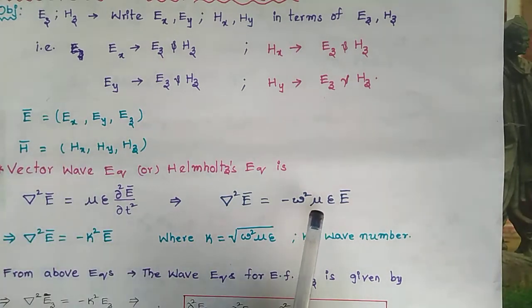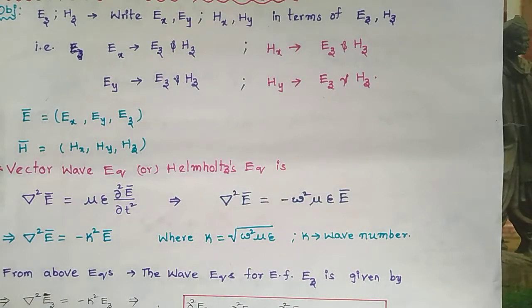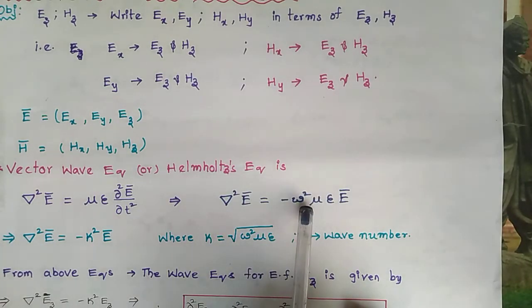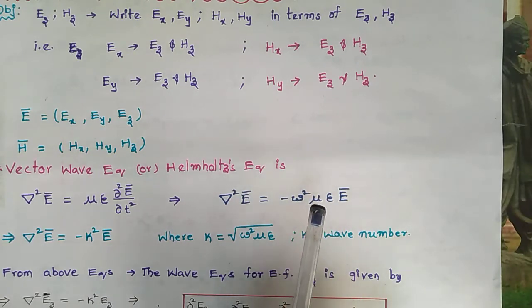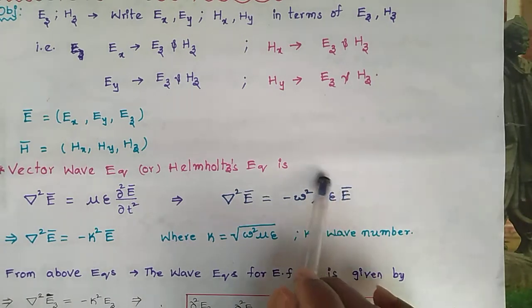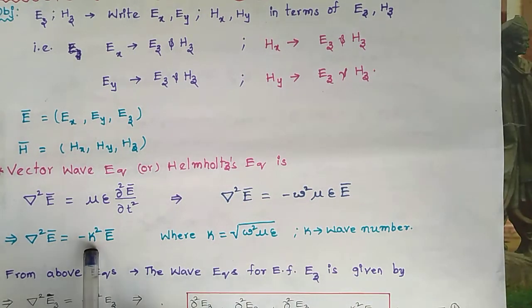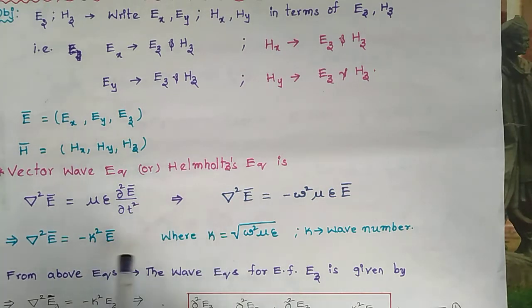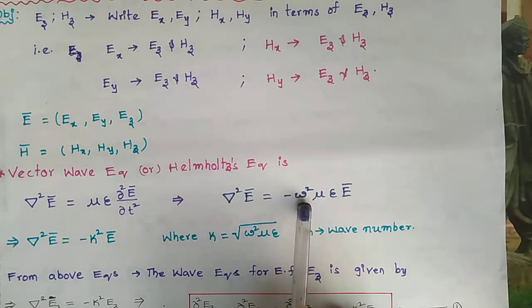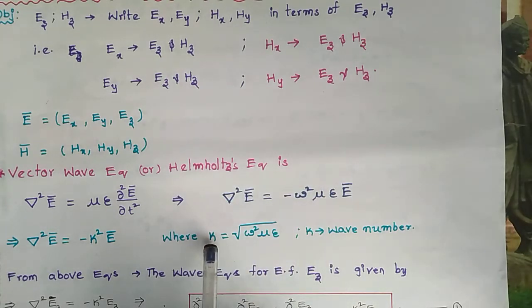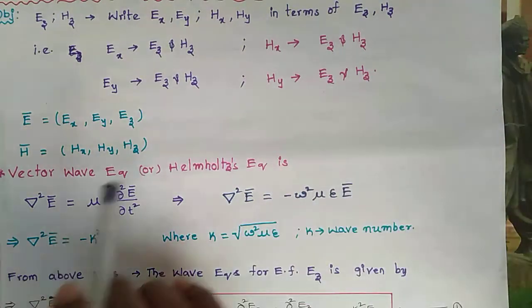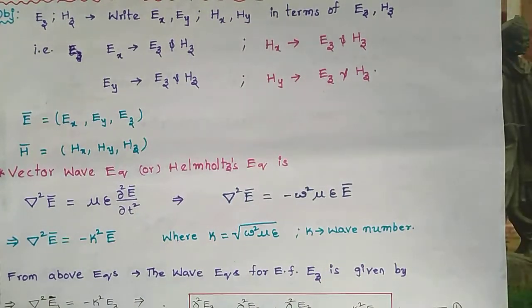At that time this term was gamma square, but now I am taking this value as the constant k. So I am replacing this value in the Helmholtz equation with k square, where k square equals omega square mu epsilon. So k equals the square root of omega square mu epsilon, where k is the wave number. Now I can write the Helmholtz equation considering the Ex, Ey, Ez components.